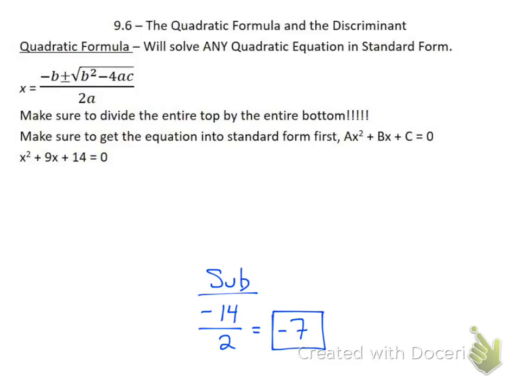Okay? Again, just making sure you're plugging it in right, making sure that when we square our b value, we're putting parentheses around it, because that'll actually make a difference. Okay? Moving on to the second one then.